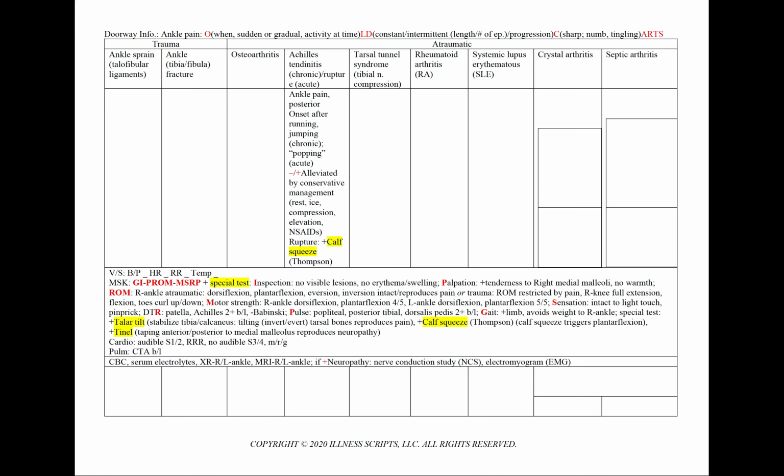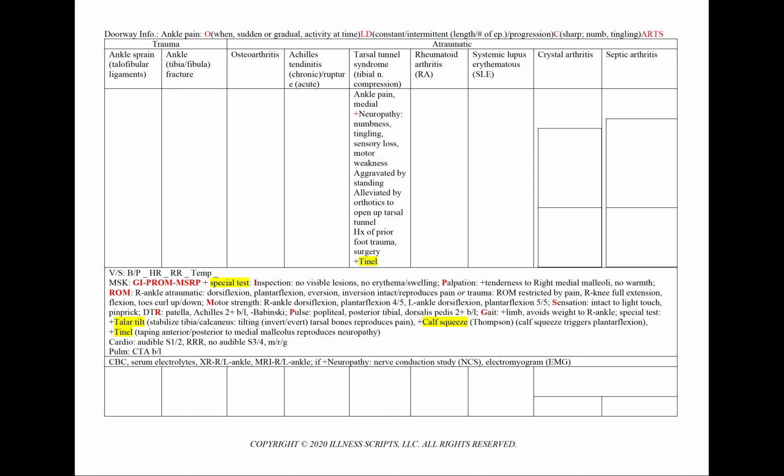In tarsal tunnel syndrome, the pathology here is tibial nerve compression. We'll see ankle pain and now medially. We'll also find a neuropathy, or a numbness, tingling, sensory loss, and motor weakness. It will be aggravated by standing and alleviated by orthotics, which help open up the tarsal tunnel. The patient may describe trying orthotics from a friend or maybe the store. And interestingly, orthotics is also the first-line treatment that we can help counsel or explain to our patient. And also a history of risk factors, prior foot trauma or surgery, and it will be a positive Tinel test.